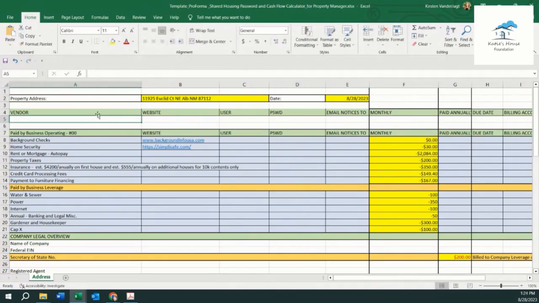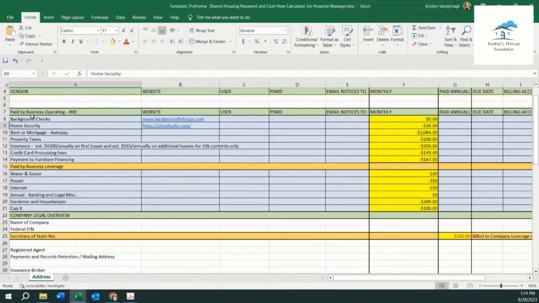And so if there was a vendor here that I want to share with her, it would already have the template. So that way, if she wants to copy that to another page, she could do that. So you can see here background checks. This is who we use, backgroundinfousa.com. Again, that's proprietary to our operation. You can choose to use them, or if you want to use another company, you can use another company.